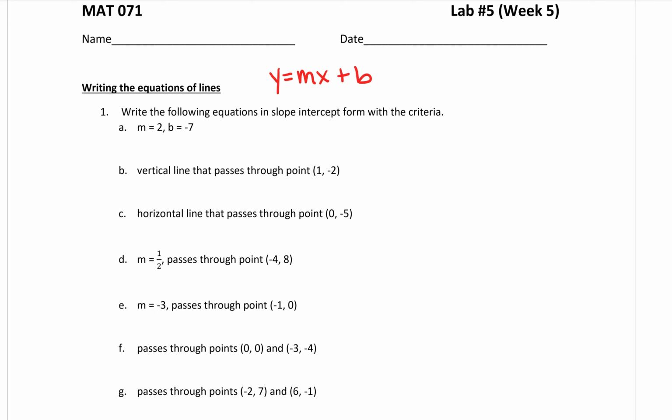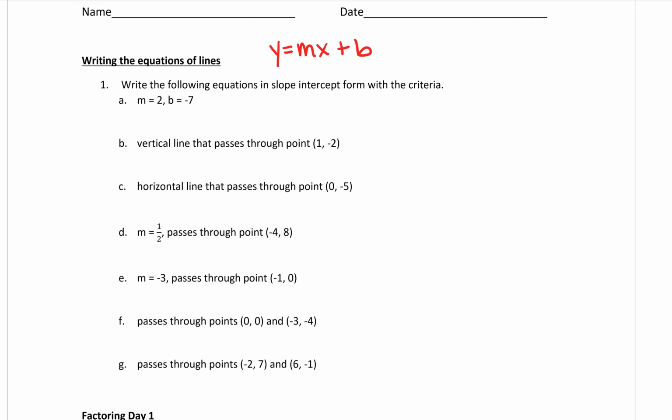So we're using the given criteria to make sure that we can have an equation that is in y equals mx plus b form. So looking at question A, it gives us a slope of 2 and a b of -7. Well, that's really nice and easy. All we have to do is put them in their correct place. We know that y equals m is going to be 2x. B is -7, so we're going to put -7.